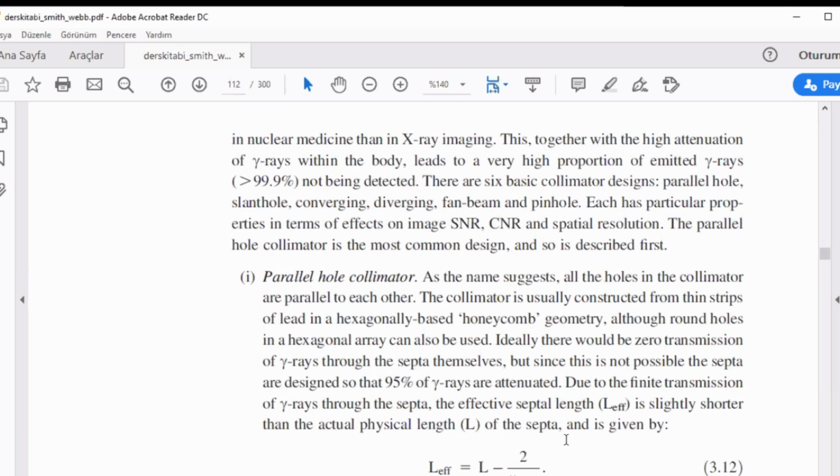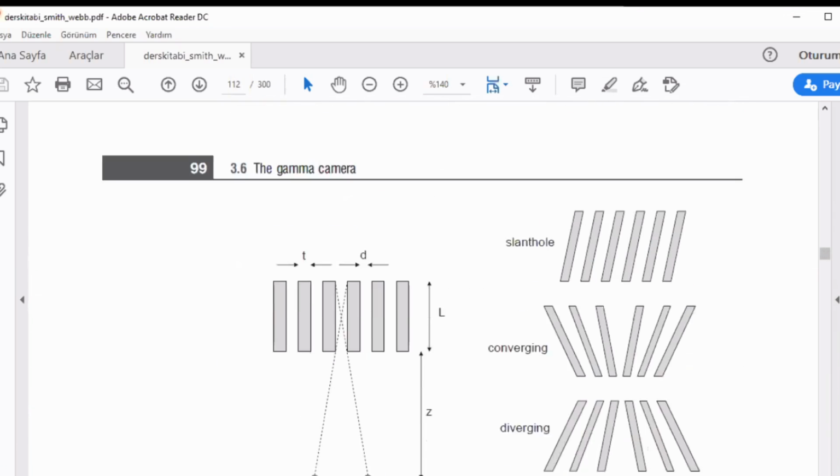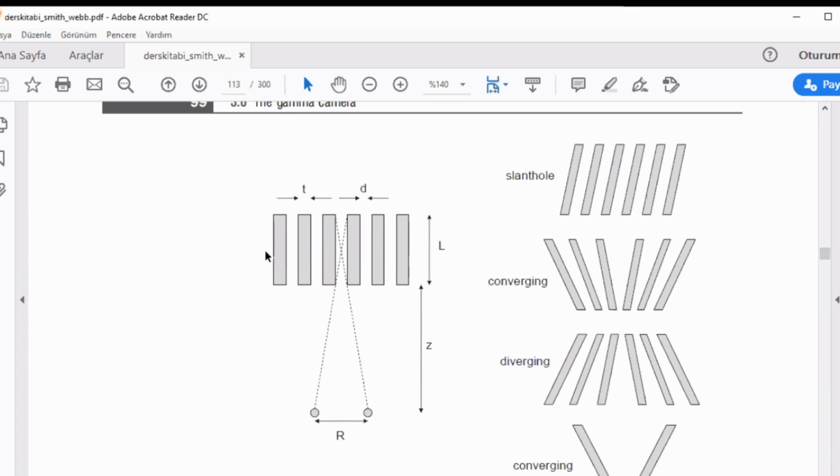So some basics about parallel hole collimators. The collimator has a kind of rectangular thick or filled region and air region, so that rays through that special aperture can travel through, but other parts are absorbed, and their thickness and the distance between the structures are some parameters.